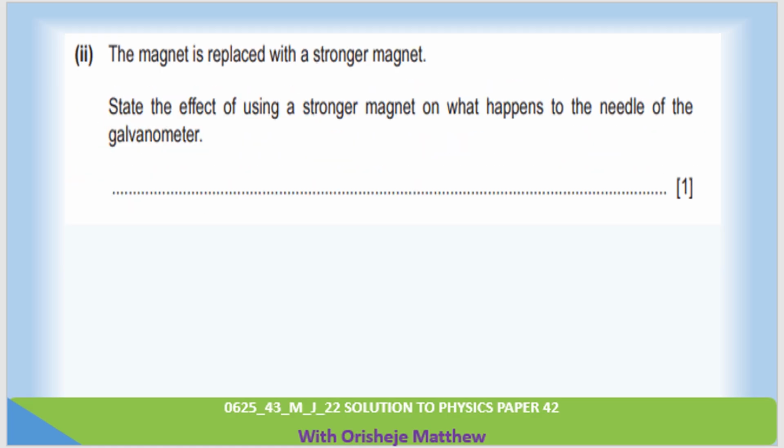Then the magnet is placed in a stronger magnetic field. State the effect of using the strong magnet on what happened to the needle of the galvanometer. So it produces a larger deflection. A stronger magnetic field means a stronger current will be induced in the coil.